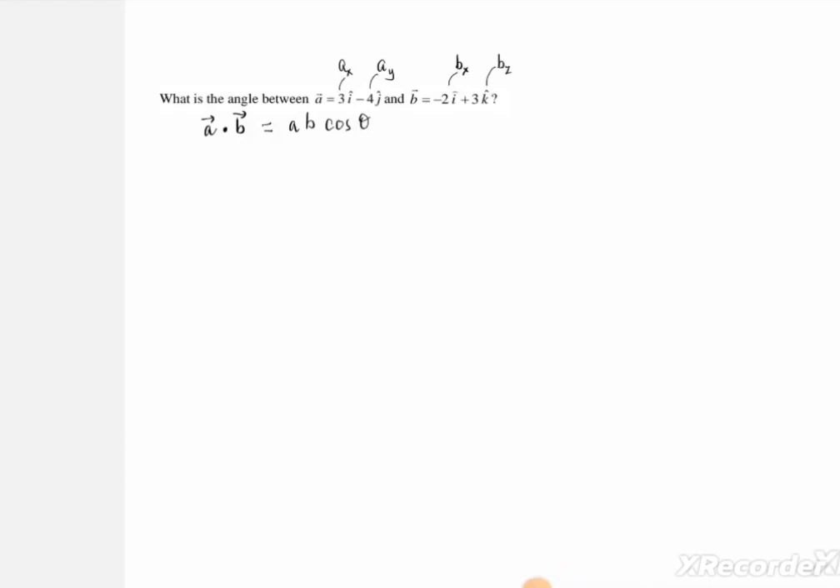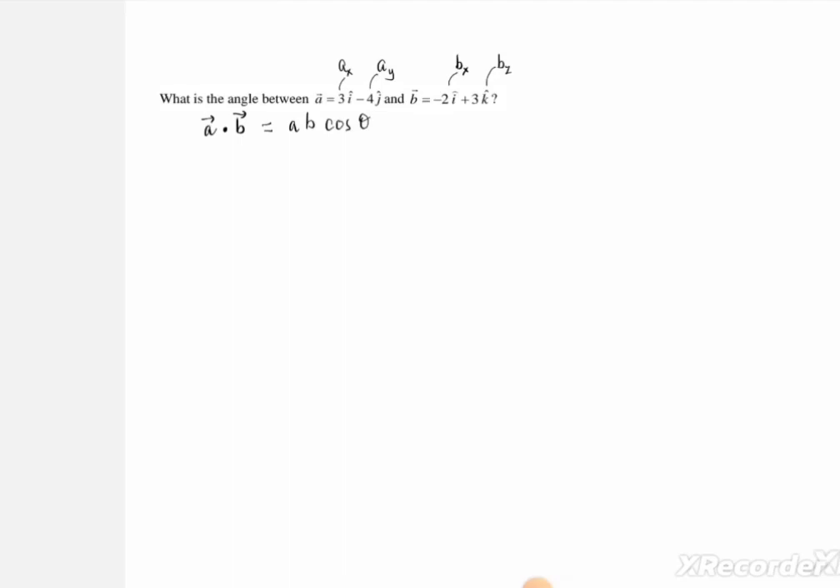Here we have to find the angle between A and B vectors. A is given by 3i hat minus 4j hat, so we know that these are the x and y components of the A vector. And vector B is given as negative 2i hat plus 3k hat. So i and k correspond to the x and z directions, and there's no j component, or y component, in B.